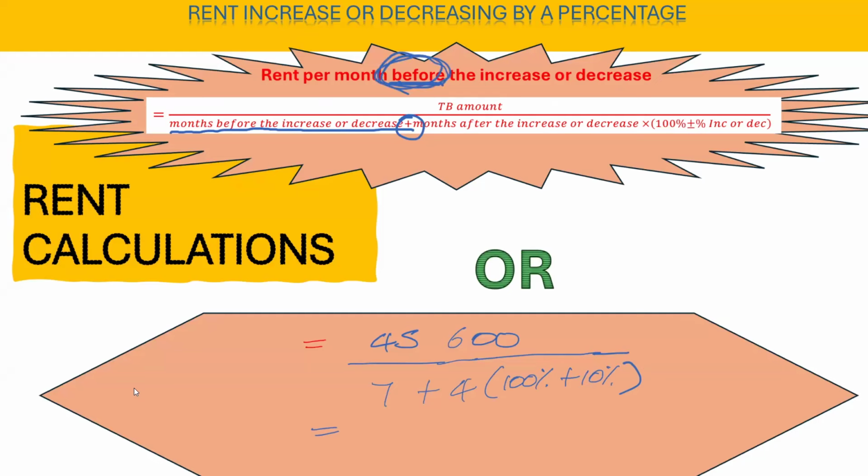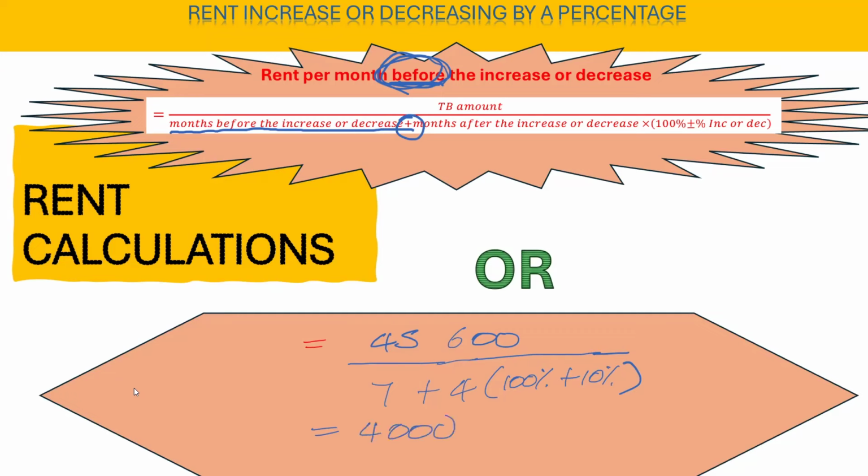Let's quickly calculate it. So in the numerator, I'm going to have 45,600. In the denominator, we'll have 7 plus 4 into 100%. Okay, plus 10%. And let's see how much that gives us. It gives us 4,000 rand. So rent before the increase was 4,000 rand.